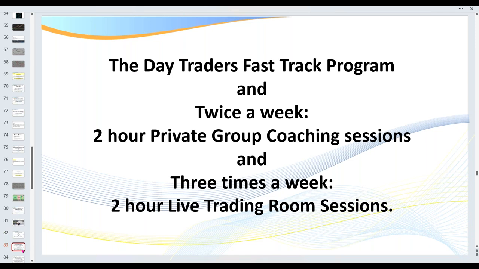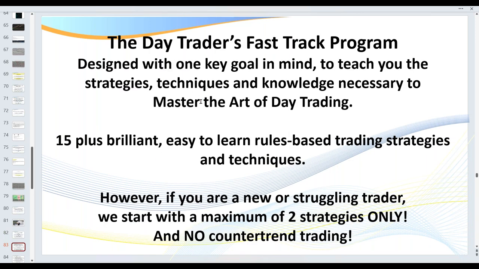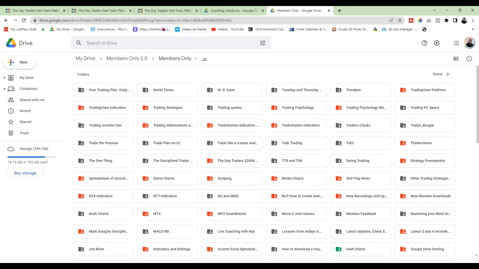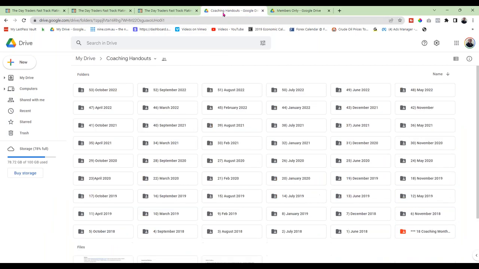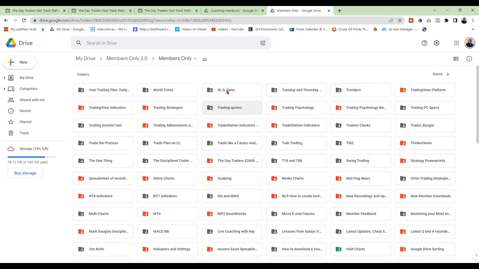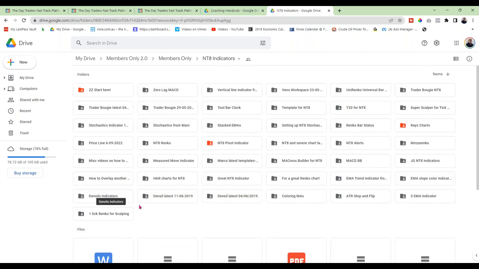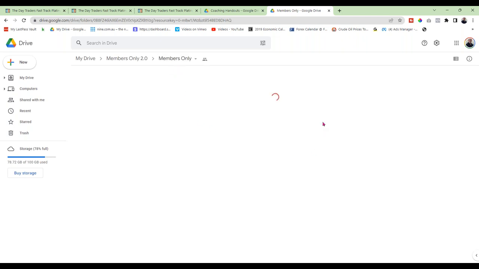Now, in the three parts, what do you get with it? Well, the Day Traders Fast Track program is basically, you name it, it's got it. As members describe it, a gold mine. If you were to look at the members area, this is the members area here. You can go in like NTA indicators. There are literally dozens of indicators there. I don't charge for any of the indicators.